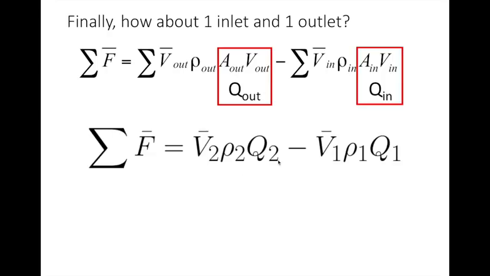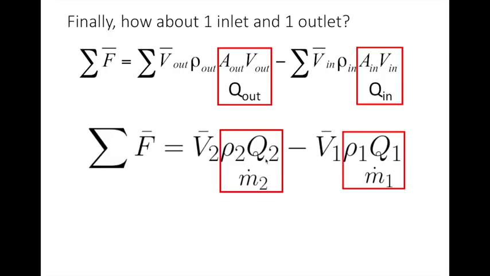To rearrange this in terms of one inlet and one outlet, it would simply look something like this, where we've got the amount of momentum that's exiting our control volume and the amount of momentum that's entering our control volume. And just to break down these terms again in a little more detail, recognizing that the density multiplied by a flow is equal to the mass flow rate. So we have a volume flow rate, and we have a mass flow rate.